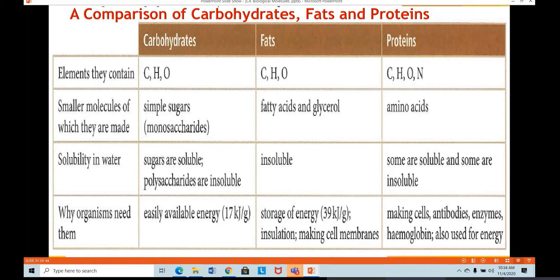Proteins: elements they contain are carbon, hydrogen, oxygen, and nitrogen. Smaller molecules of which they are made are amino acids. Solubility in water: some are soluble and some are insoluble. Why organisms need them: making cells, antibodies, enzymes, hemoglobin, also used for energy. Excellent. Thank you so much, sweetie. So is it clear about the carbohydrates, fats, and proteins, ladies? Any questions?